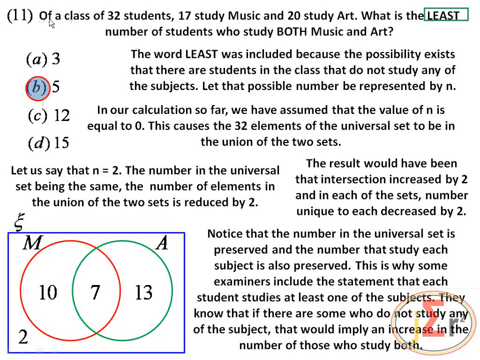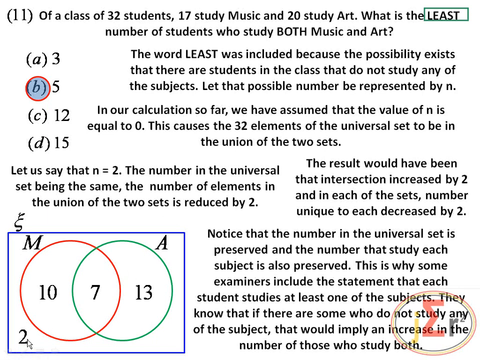Of a class of 32 students, 17 study music and 20 study art. What is the least number of students who study both music and art, if each student studies at least one of the subjects? So by including that statement, what will happen? We will not include any here, because each student studies at least one of the subjects.